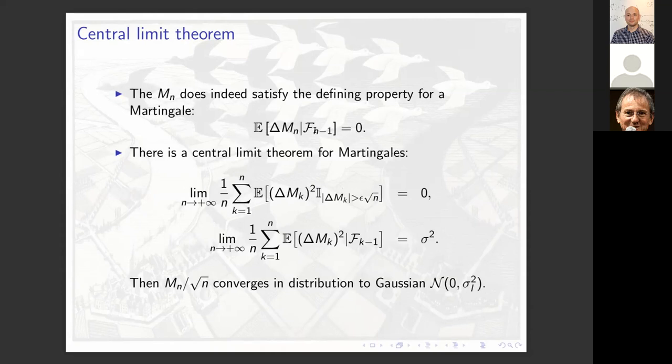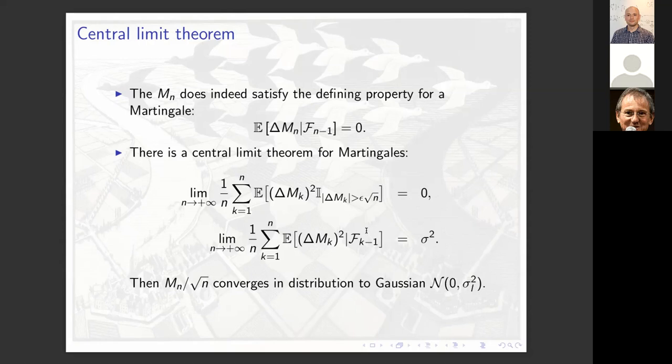Now, the nice thing about working with Markov chains and martingales is that in the literature there's a theorem. There's a central limit theorem that applies to martingales, right? Basically the theorem says, if your martingale satisfies these two properties, these two equations, then your martingale essentially converges in distribution to a Gaussian with these parameters, right?